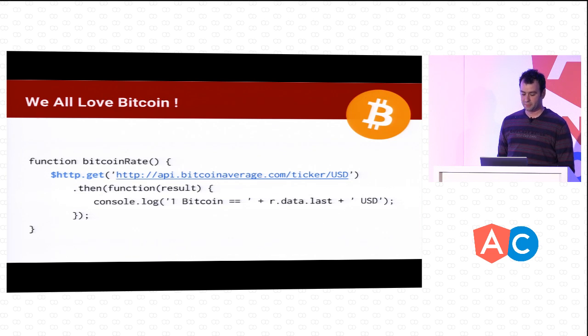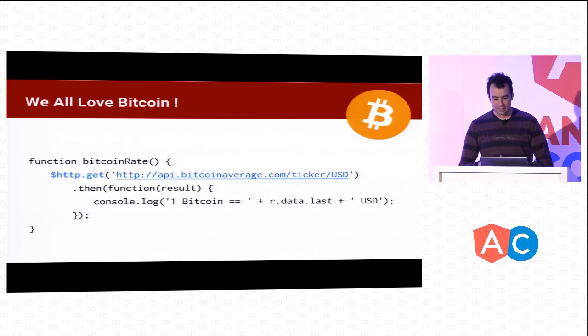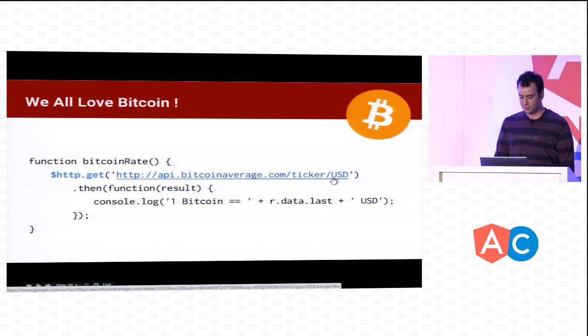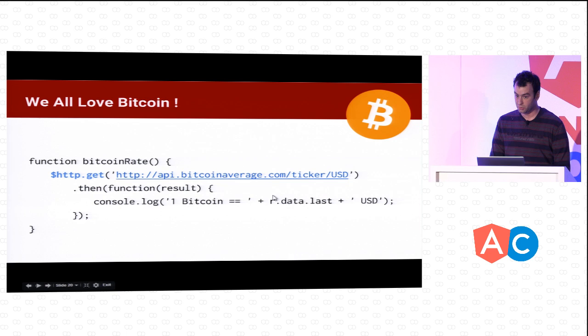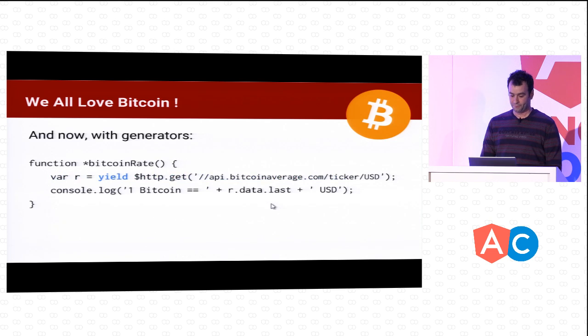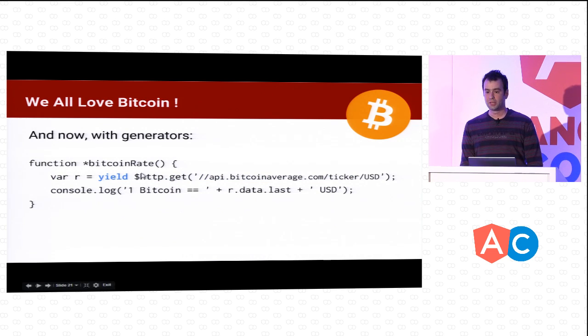Let's consider the following example. We all love Bitcoins. And here is a really simple piece of code that does an API call to fetch the current Bitcoin value, and using then, it prints it to the console. Using generators, we can rewrite the same function with just 2 lines of code and with no dance about promises. All we have to do is whenever we get some promise, we put the yield keyword. So the generator stops, waits for that promise, and then it resumes executing whenever the promise is resolved or rejected.